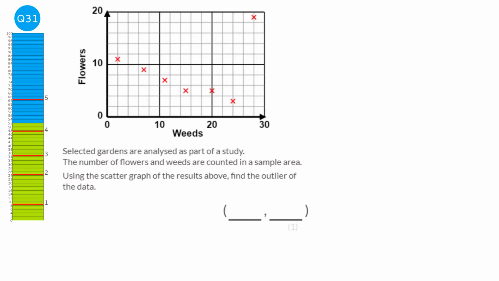On a scatter graph, an outlier is a point which doesn't fit the pattern. And as we can see here, all of these coordinates fit kind of a nice line going down there. So they all are showing a trend. But we've got this point here that's nowhere near that trend at all. And that's what we call an outlier. So we know that these are going up in 2s, so this will be 28, so the x-coordinate will be 28, and this will be 19. So our coordinate will be 28, 19 for our outlier.